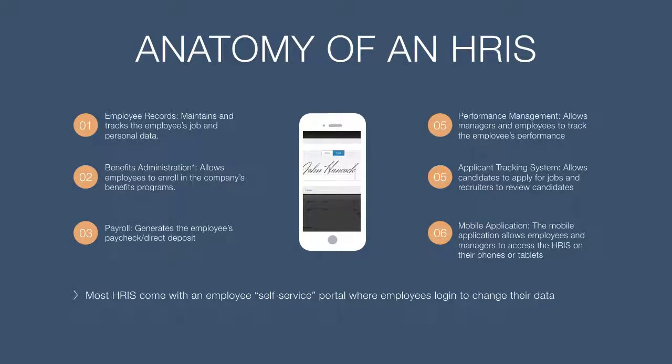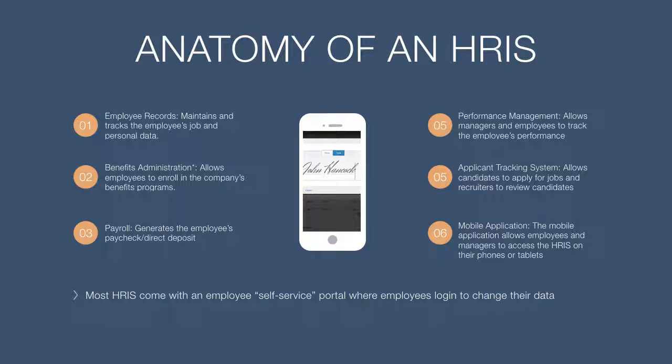So the anatomy of an HRIS. Employee records maintains and tracks the employee's job and personal data. Benefits administration allows employees to enroll in the company's benefit programs. And more than that, benefits administration in an HRIS allows the enrollment data to be sent directly to healthcare vendors, whatever vendor your company uses for medical, dental, vision. Some systems that just have benefit tracking will allow you to store your employee enrollment information for benefits, but that information isn't processed and doesn't get sent out to the vendors that you use.